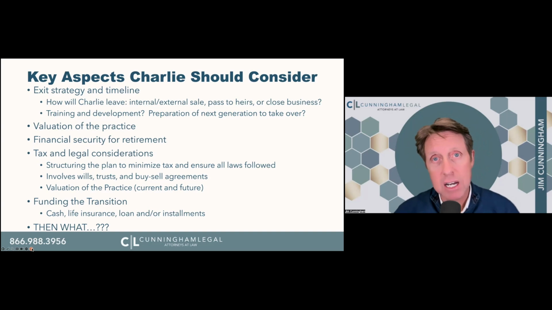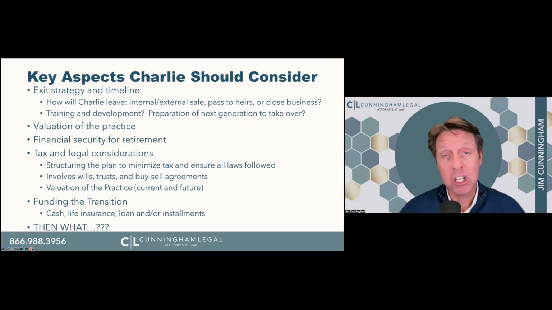Funding the transition. If you're the seller or if you're the buyer, how are you going to come up with the money, right? If you're paying someone $1 million for a practice, and you have to earn $1 million, at least in California, you got to earn $2 million, right? Because then you got to pay your $1 million in taxes in order to give that $1 million to the seller. So, how are you going to fund that?